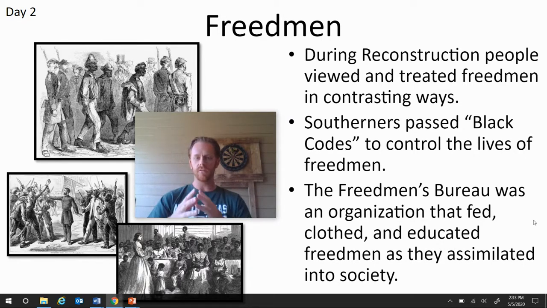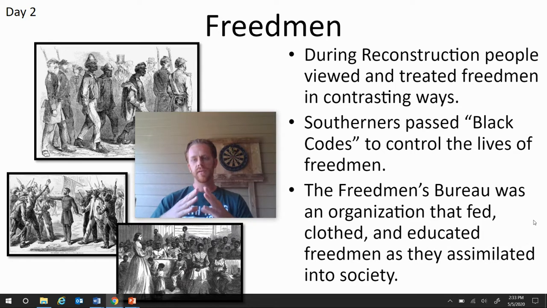Now, in other areas, we see people really reaching out to try to help these former slaves. One example of this is the Freedmen's Bureau. The Freedmen's Bureau was set up to help slaves or former slaves get back into the real world, or really enter the real world for the first time as a citizen and not a slave.